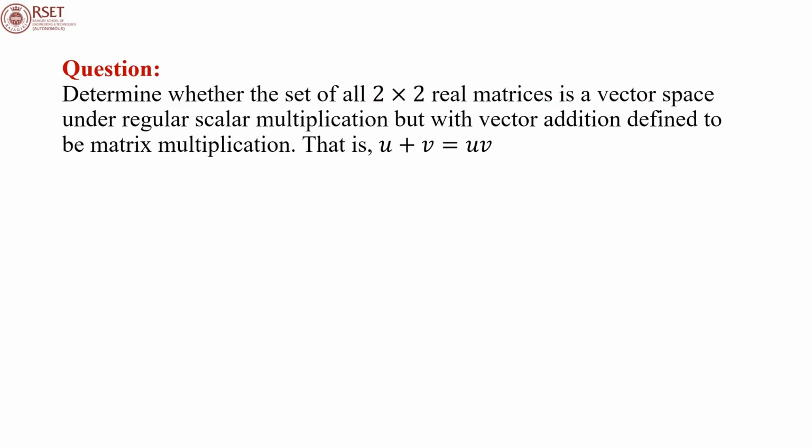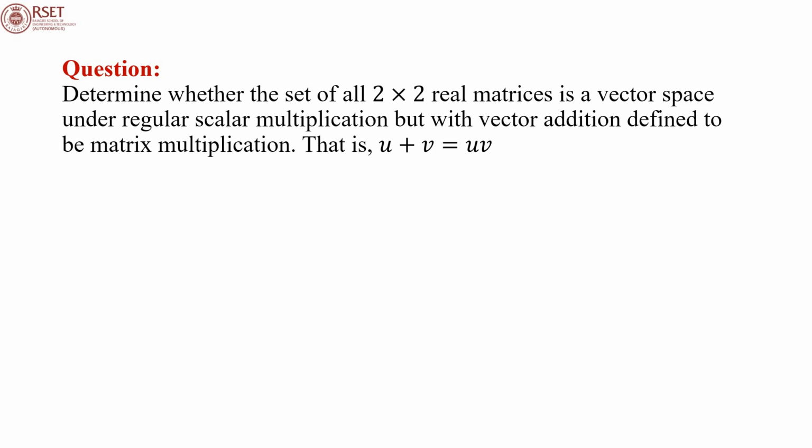Now let us see the next question. Determine whether the set of all 2 by 2 real matrices is a vector space under regular scalar multiplication but with vector addition defined to be matrix multiplication. That is, U plus V is equal to UV.